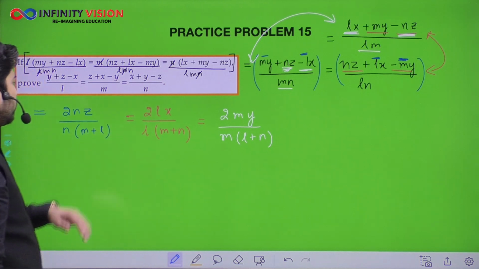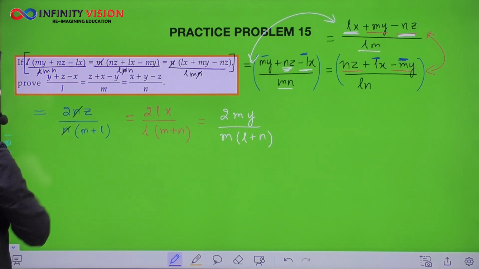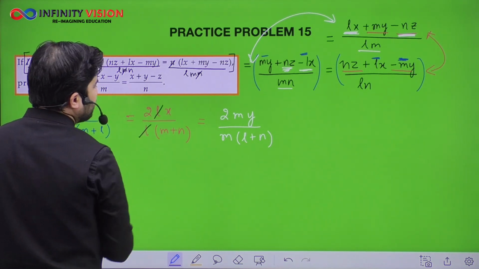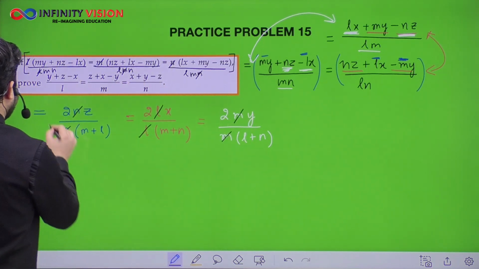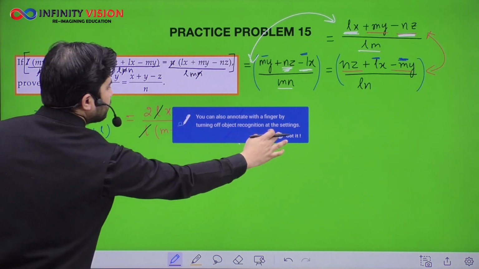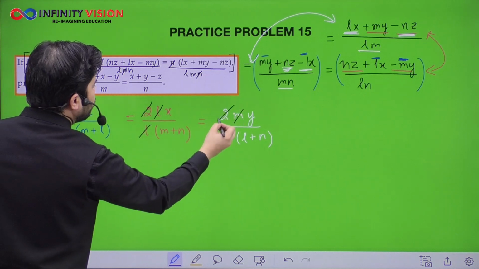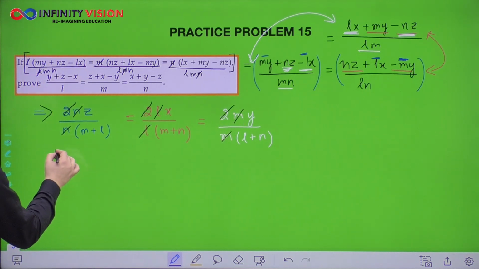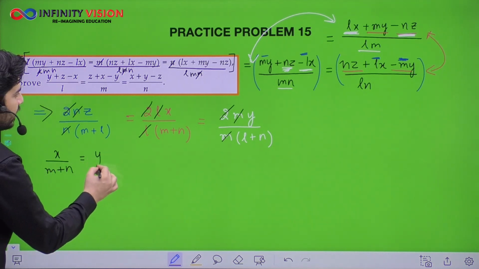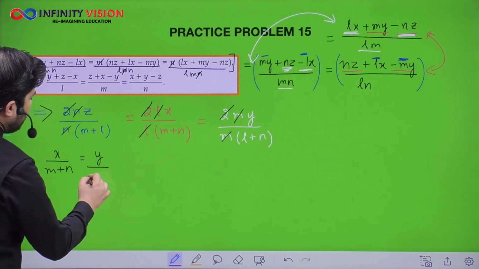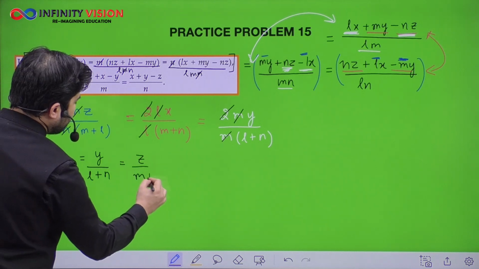Now this is the story you got, and what you can see is that this N is being cancelled by this, L is being cancelled by this, and this M is being cancelled by this. And if you look into these ratios, 2, 2, 2 would be cancelled. So what you got? You got x upon m plus n equivalent to y upon L plus n equals to z upon m plus L.